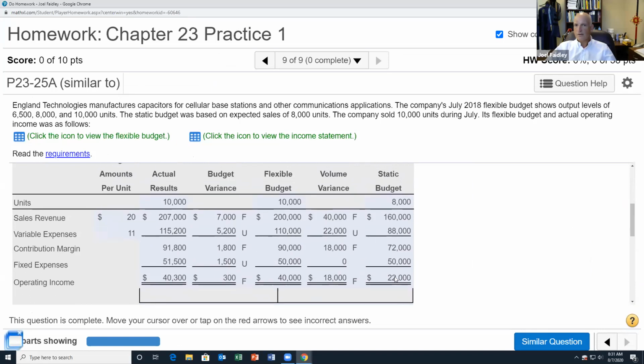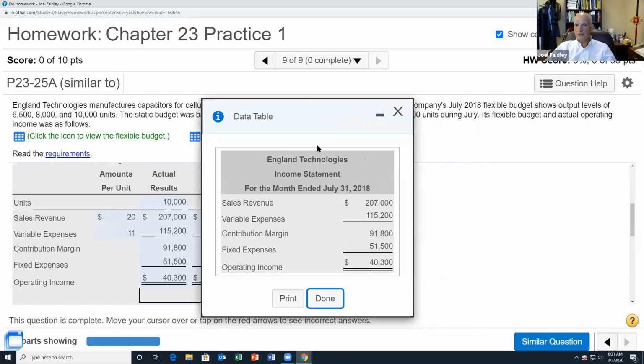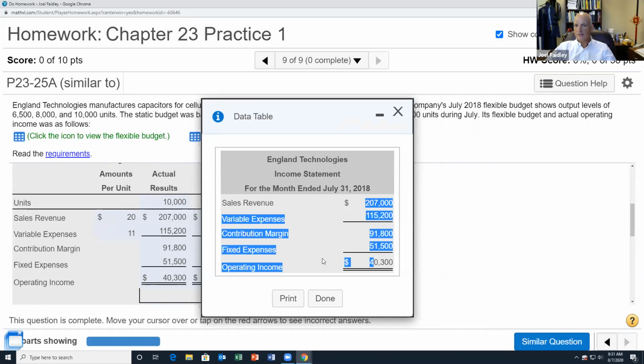So there's my original budget. Then it says the company sold 10,000. So there's step one, is doing this static budget column. Then you want to do the actual results. And it says they sold 10,000 units during July. And there's your 10,000 units. So you just copy and paste all of that right down here in the actuals.